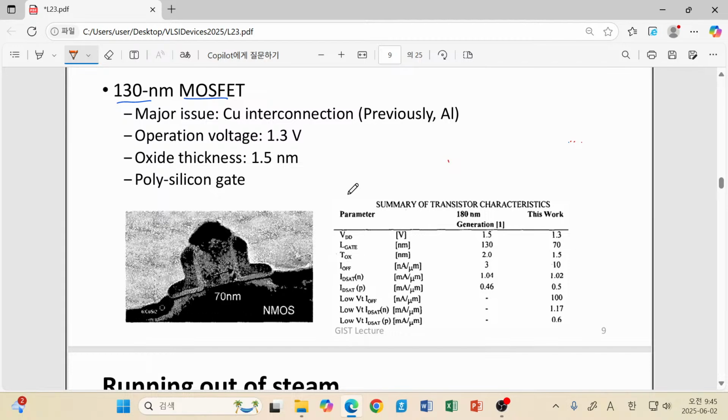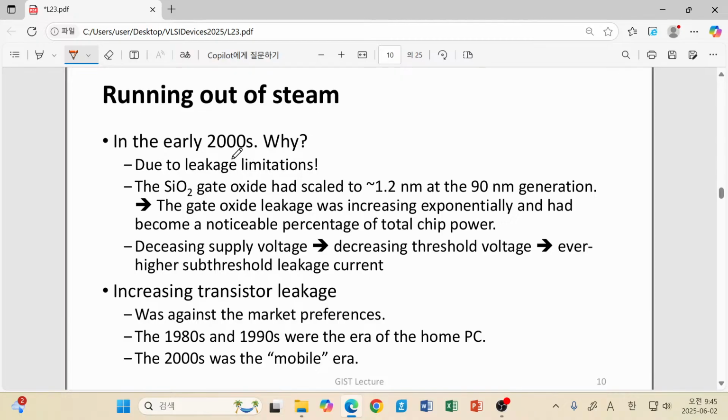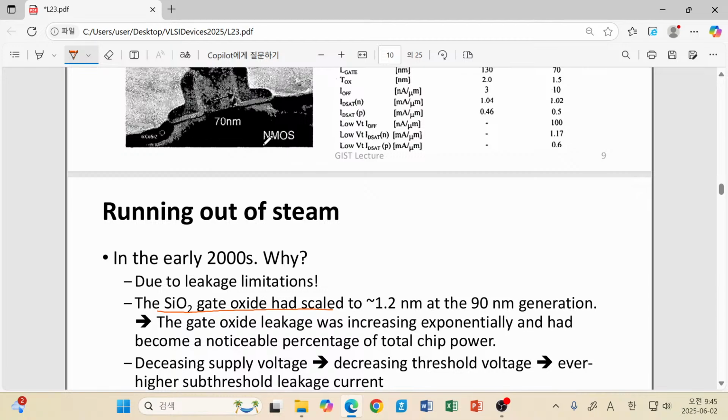At 130 nanometer technology, the operation voltage was 1.3 volt, and the oxide thickness, this is important, was 1.5 nanometer. Why is it important? Yes, please have a look at this one. If we have 130, then please multiply by 0.7. What will your answer be? Your answer will be 91. So that's the reason why we call it 90 nanometer technology.